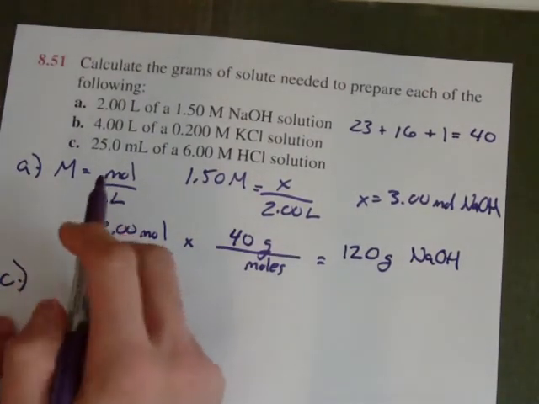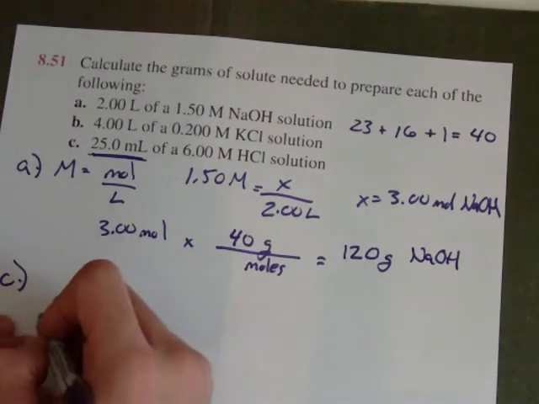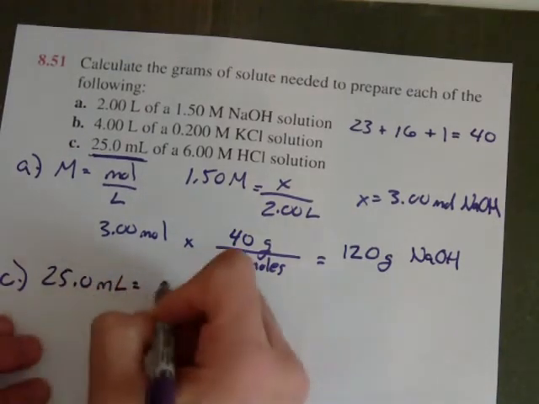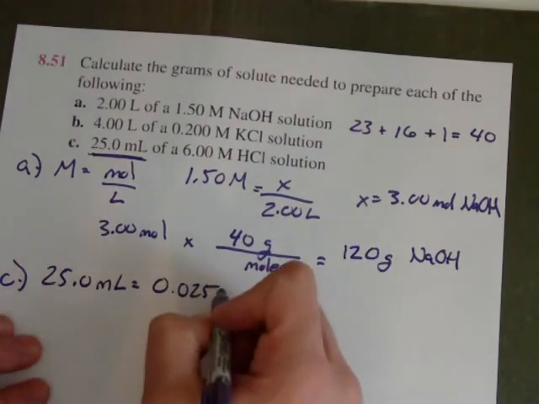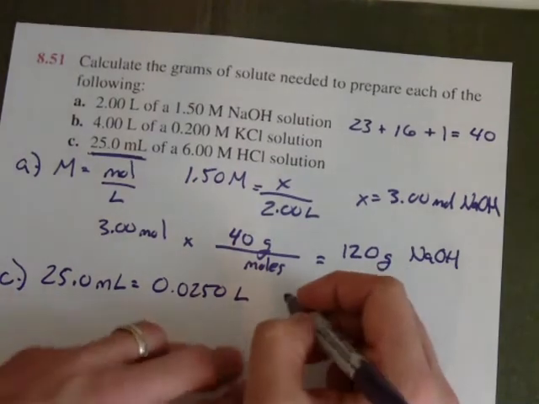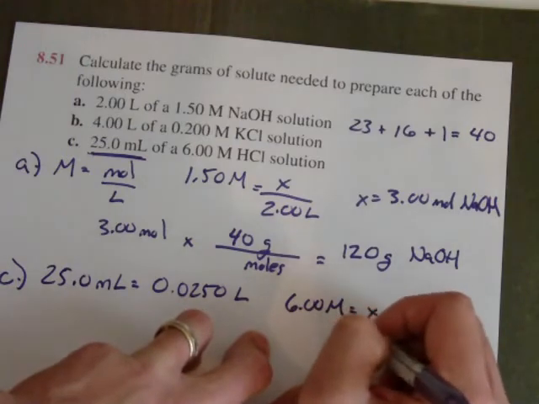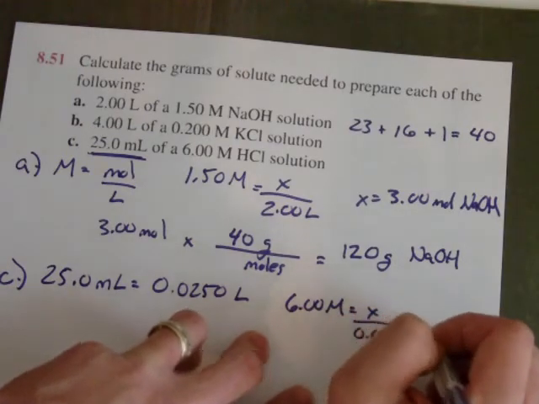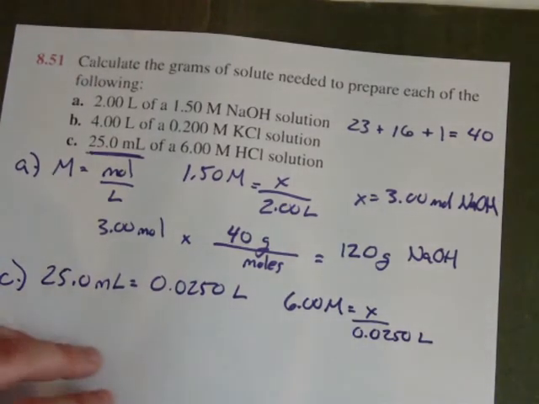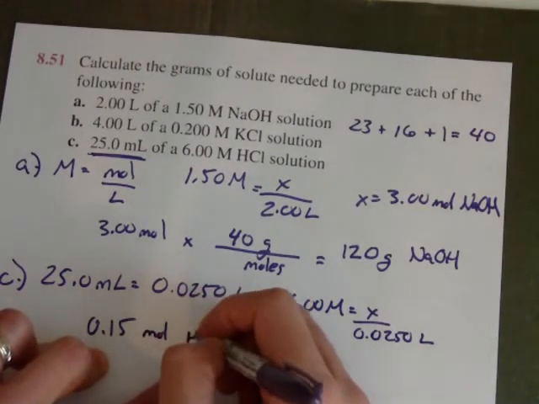C is, the trick here is that we have a volume in milliliters. So we need to convert our milliliters to liters. 25.0 milliliters is equal to 0.0250 liters. It says we have 6 molar, so 6.00 molar is equal to X over 0.0250 liters. So 6 times 0.025, we get 0.15 moles of HCl.